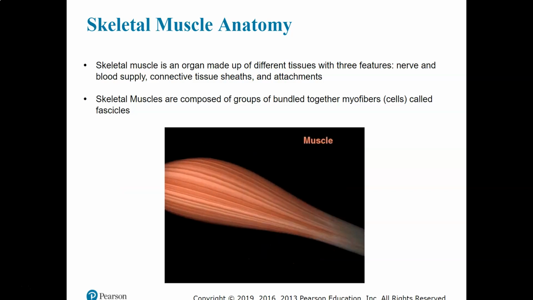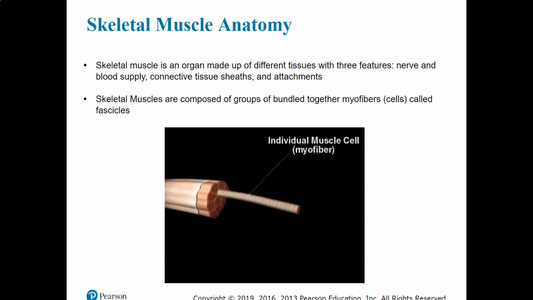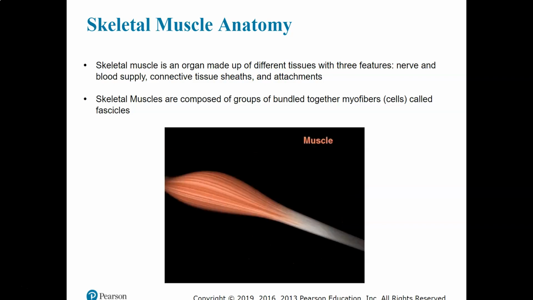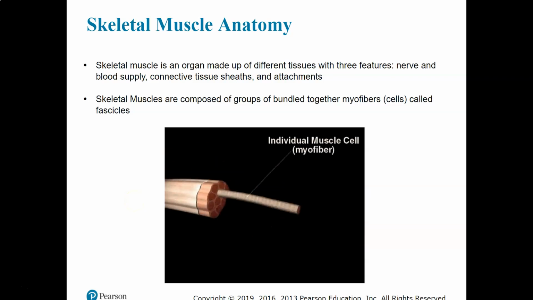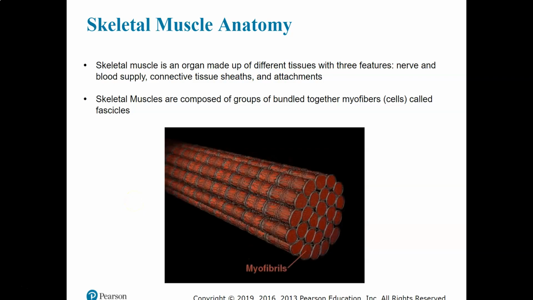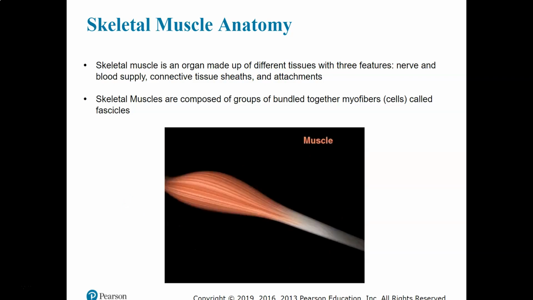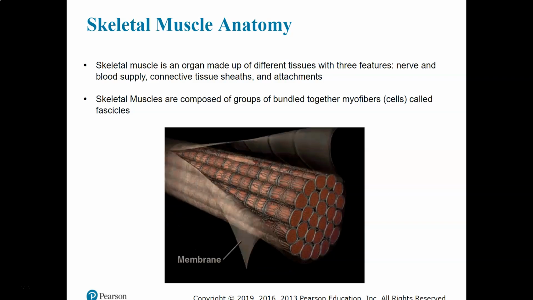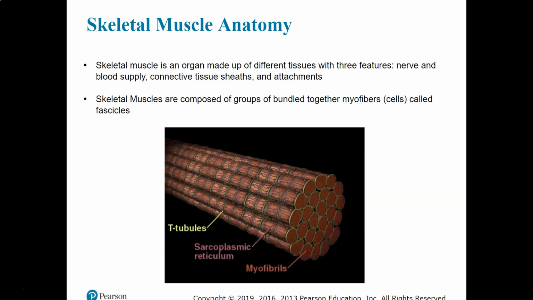When we look at the anatomy of a skeletal muscle, it is going to be made up of different tissues, including nerve and blood supply, connective tissue sheaths, and its attachment points to bones. Skeletal muscles are going to be made up of these groups of bundled together muscle fibers or myofibers, again, individual cells that get packaged into fascicles.